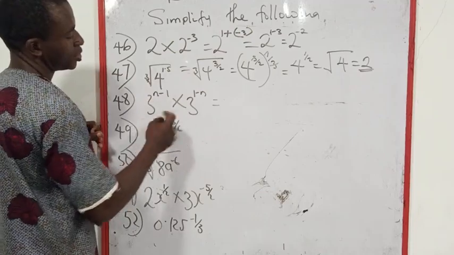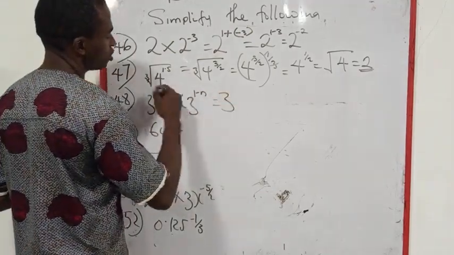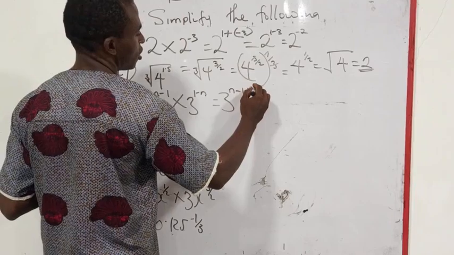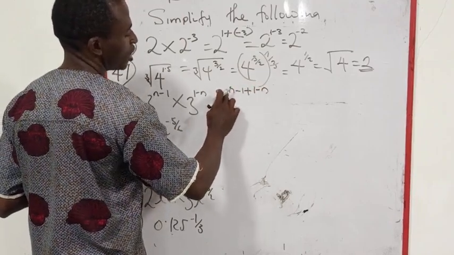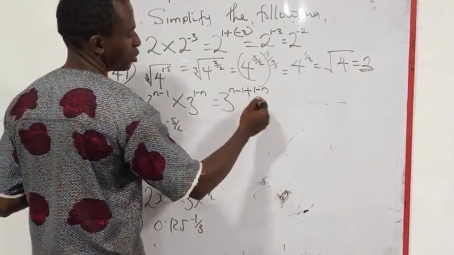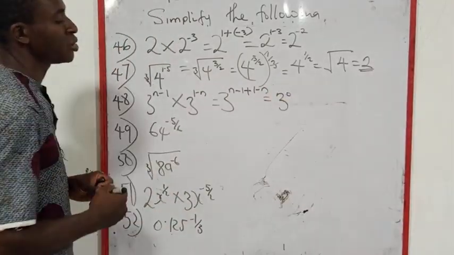This one now, let's watch what is happening. What is happening here is our law, similar base. We are going to add up everything. n plus 1 plus n minus 1. You can see n minus n will be 0, plus 1 minus 1 will be 0. So now we have 3 raised to power 0.